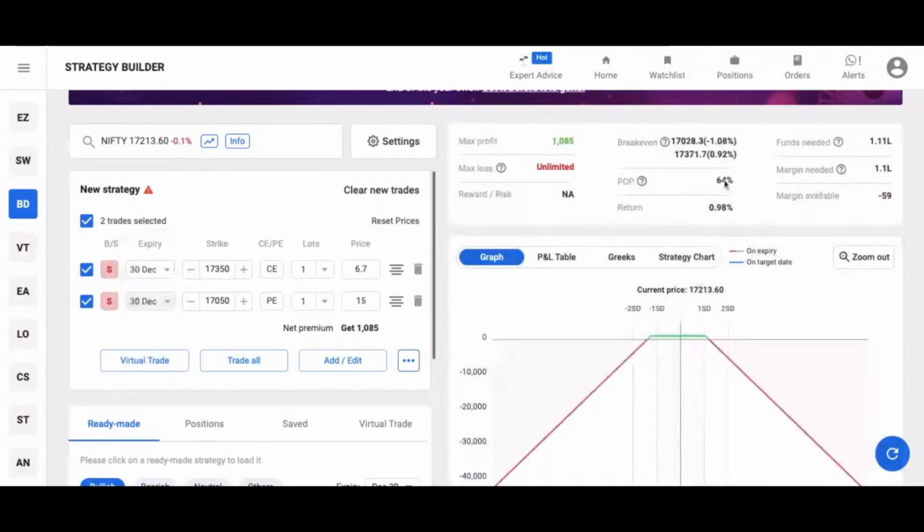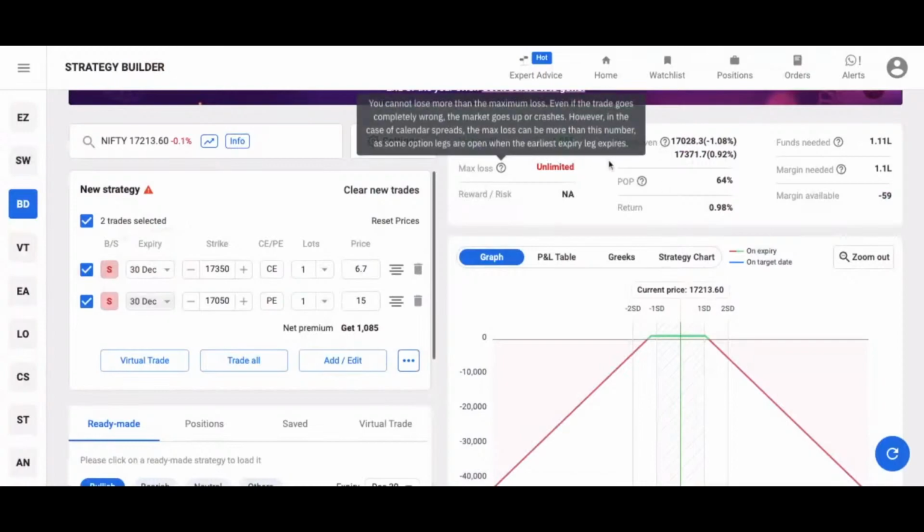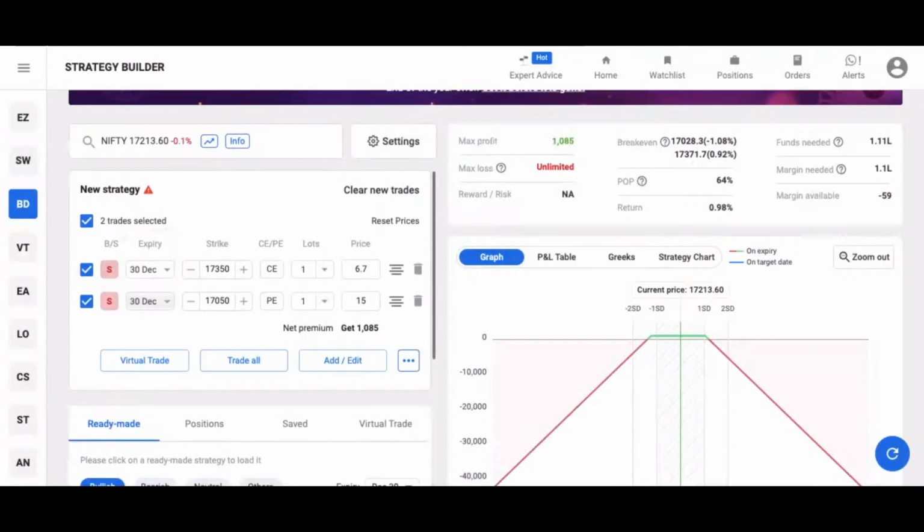You have such a wide range here. Even in the last example, you had 300 points. Here you have even more, right? So 170.30 all the way to 370. As long as the market remains within this range, you will make some money. Now, some people will scream and shout about the max profit being so low, but because of the probability of profit that you have, it's extremely beneficial.